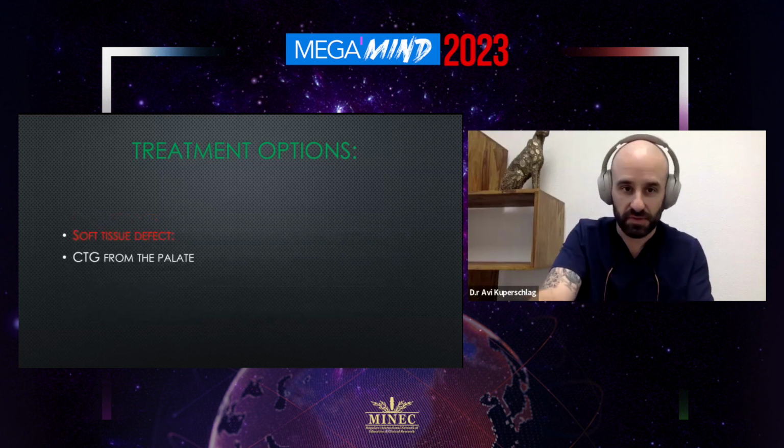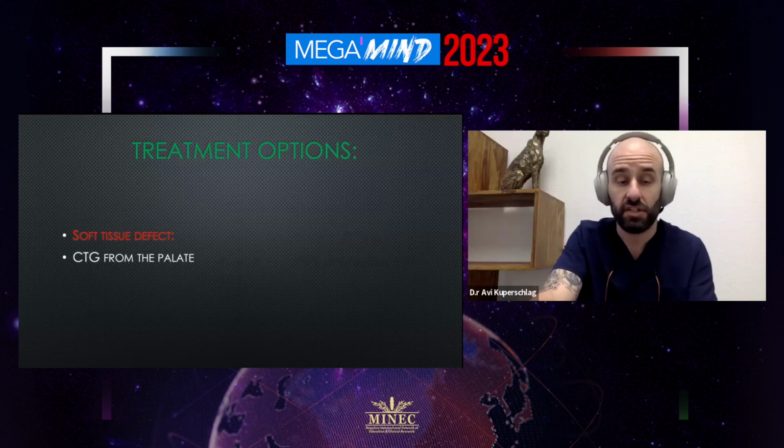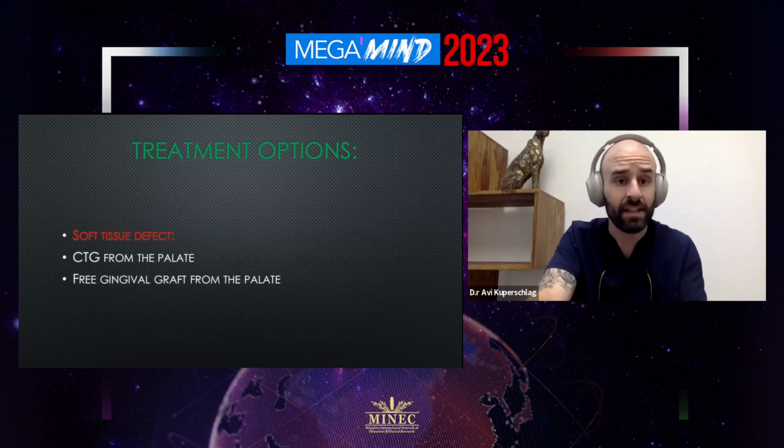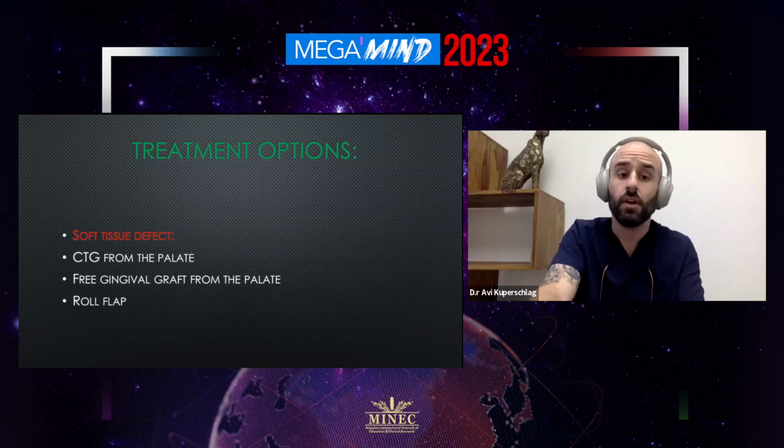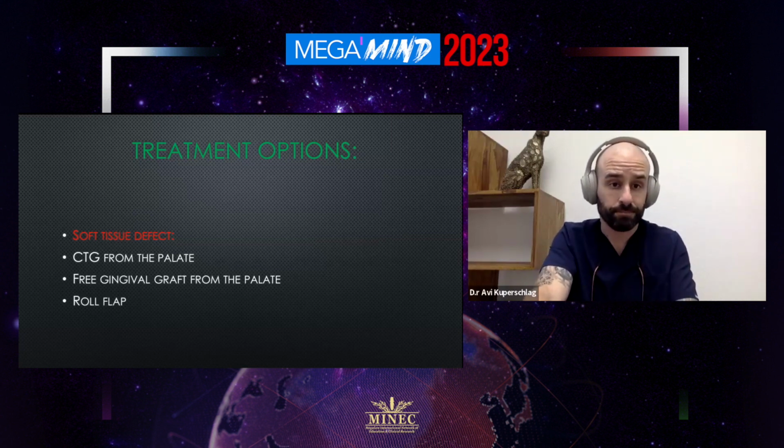What about the soft tissues? We can go for a CTG, a connective tissue graft from the palate. We can think about doing a free gingival graft from the palate. We can go for a roll flap.